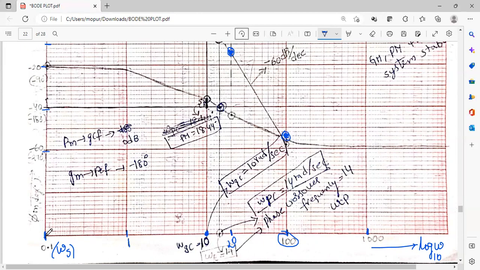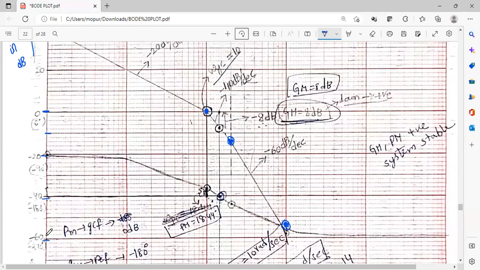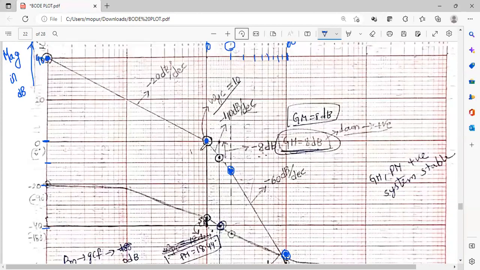Now I had plotted the points. At 0.1, I got 40 dB. At 10, I got 0 dB. At 20, I got minus 12.04 dB. And at 100, I got minus 53 dB. So I had plotted the points. Now, from 0.1 to 10, draw a line between these 2 points. And what is the overall slope from 0.1 to 10? From the table, it is minus 20 dB per decade.